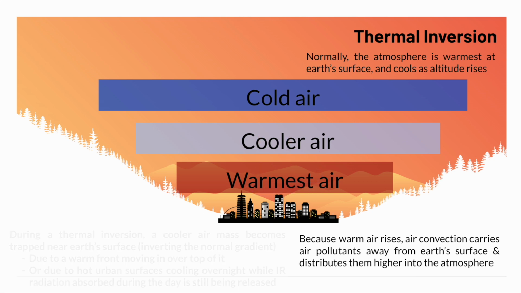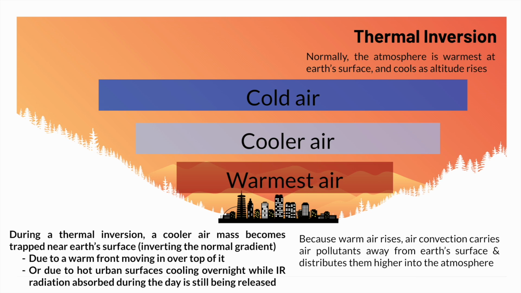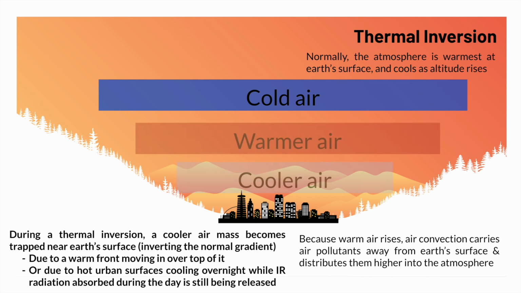However, on occasion, we can get the first and the middle layer to flip-flop. That is the thermal inversion. This happens when the cooler air mass becomes trapped near Earth's surface. They essentially switch positions. This is either due to a warm weather front moving over top of that colder air layer or due to hot urban surfaces cooling overnight while infrared radiation absorbed during the day is still being released.